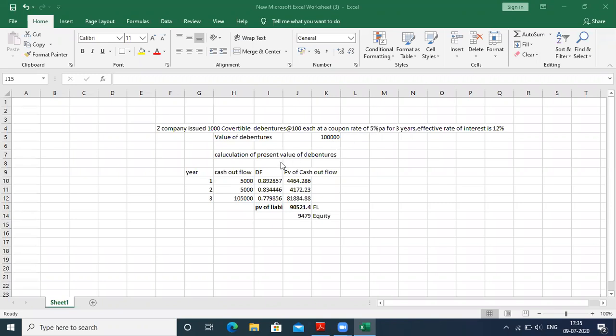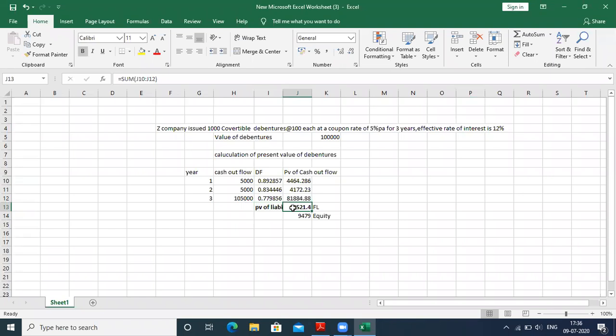So, on 1 lakh, if you pay 5%, it will be 5,000 rupees, and at the end of the third year both principal and the interest amount will be repaid. So that's why 1 lakh plus 5,000, that is 1 lakh 5,000. And here we need to calculate the discount factor by using the effective rate of interest. These are nothing but discount factors. Now if you calculate this, you will be getting a present value of 90,521.